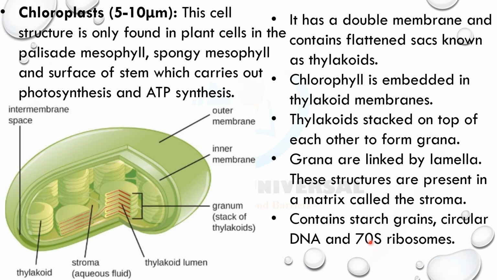So there are 4 or 5 things it has in common with mitochondria. Of course, number 1, they have circular DNA. Number 2, they have 70S ribosomes. Number 3, they have a double membrane. Number 4, they have an internal membrane. Number 5, they both make ATP.